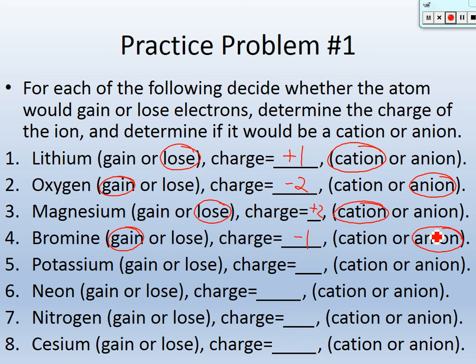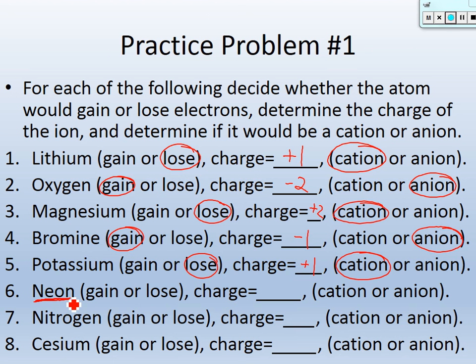Very good. Okay, potassium. Gain or lose? Potassium has 1 valence, so it's easier for it to lose that 1 than to gain 7 more, right? Okay. When it loses 1, what charge does it have? +1. And it's called a what? A cation. Okay. You could use your periodic table to just find what column it is, and know the charge.